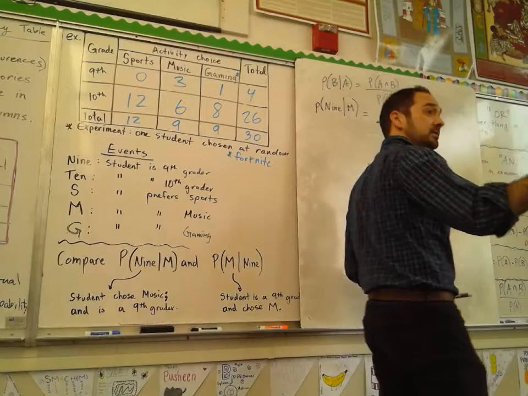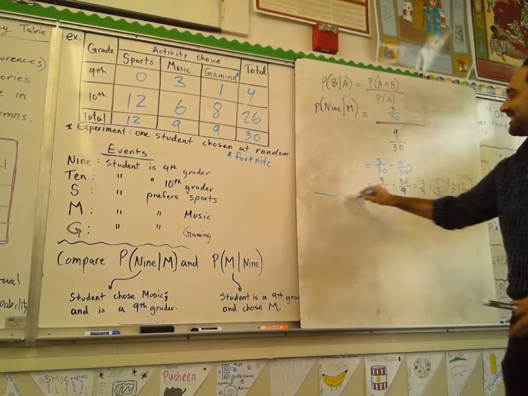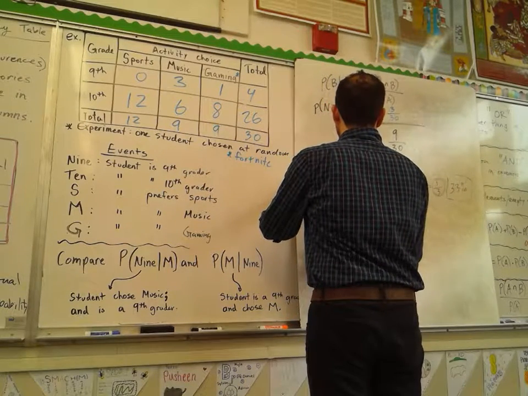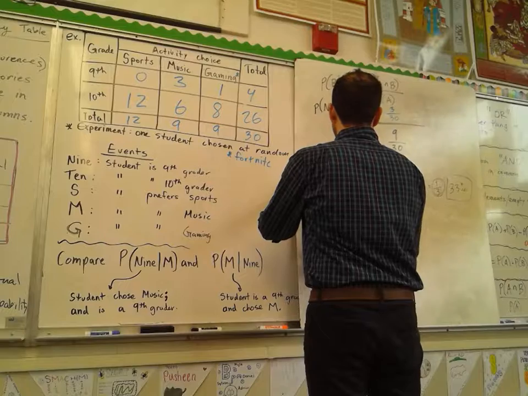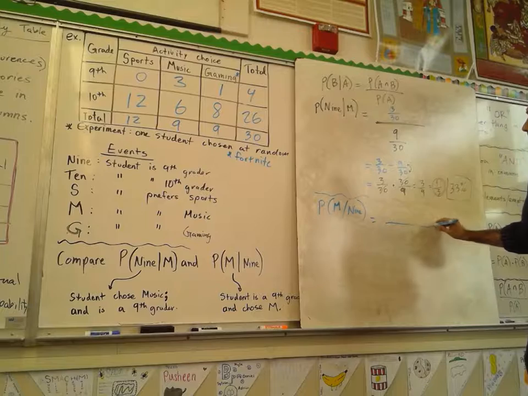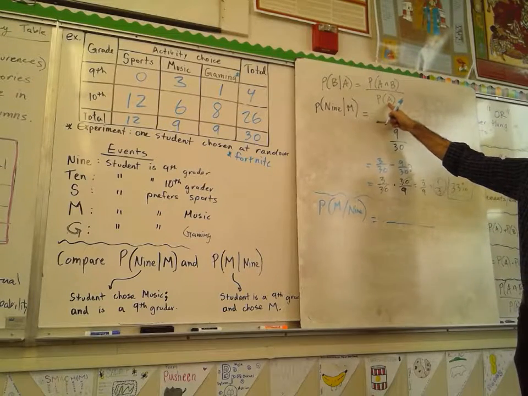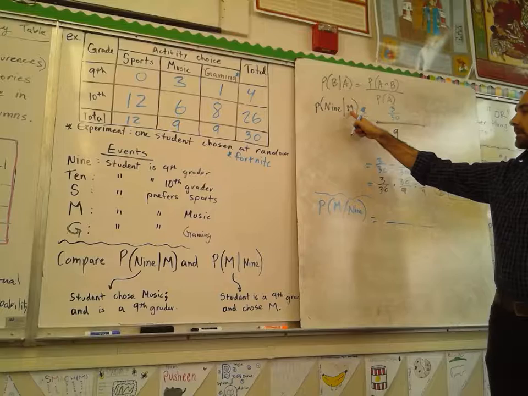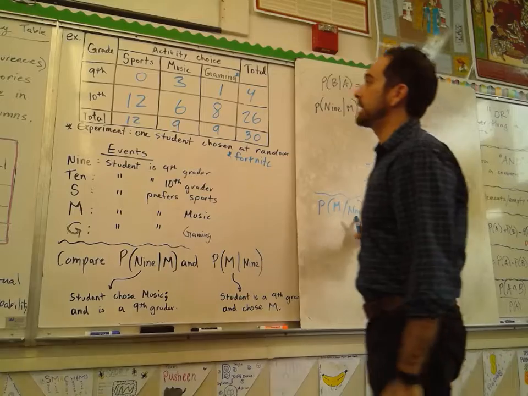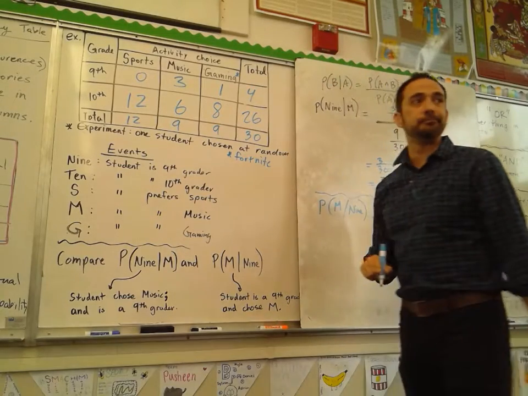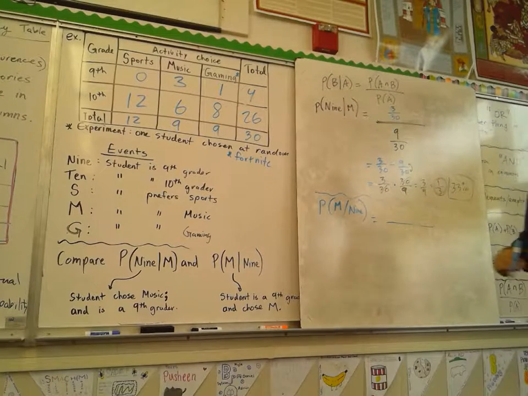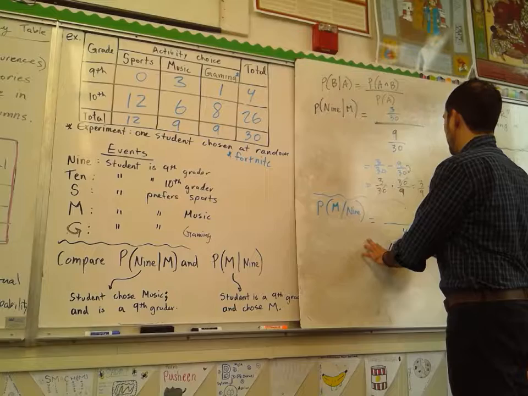All right, we have to compare these two. We have the first percentage, right? Now let's do the probability that a ninth grader happens to also love that music. So on the bottom, we have the probability of A, which is ninth graders. What's the probability that a student is a ninth grader? There's 30 altogether. 4 out of 30 goes on the bottom.